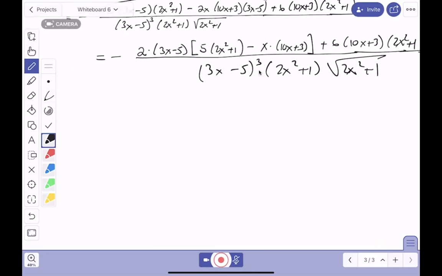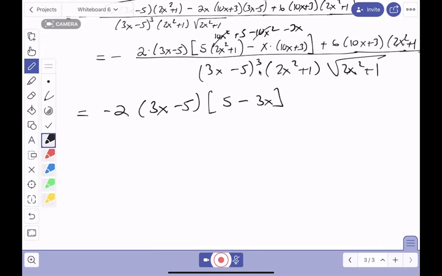All right, let's keep going. Minus 2, 3x minus 5. I'm going to do what's inside that parentheses now. I'm going to write this down for you. This is 10x squared plus 5 minus 10x squared minus 3x. Well, these disappear. And what do you get? 5 minus 3x. Don't panic yet.